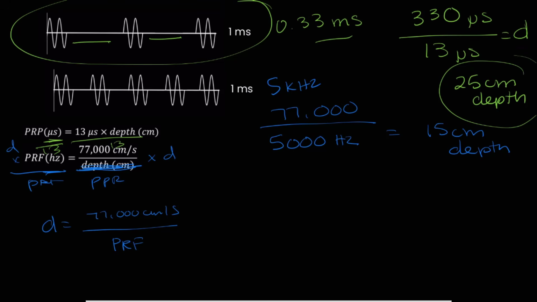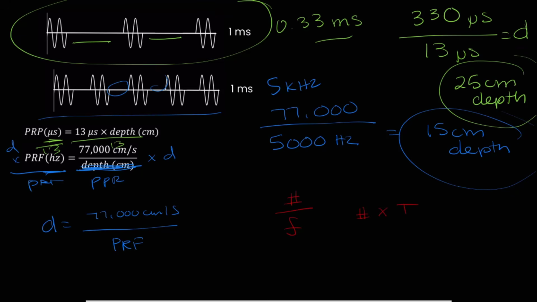Fact checking the bottom one then, we can see that our depth has decreased, so it makes sense that we are able to have a higher pulse repetition frequency and shorter PRPs. The very last bonus question on this page then asks us, can we figure out what the pulse duration is for these waves? Well, remember that pulse duration is equal to the number of cycles divided by frequency, or the number of cycles multiplied by period.